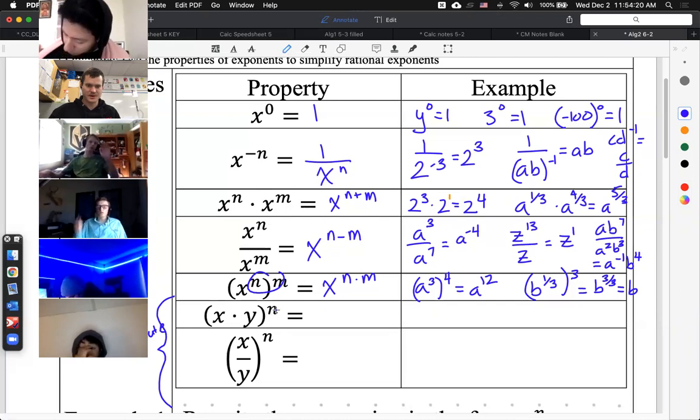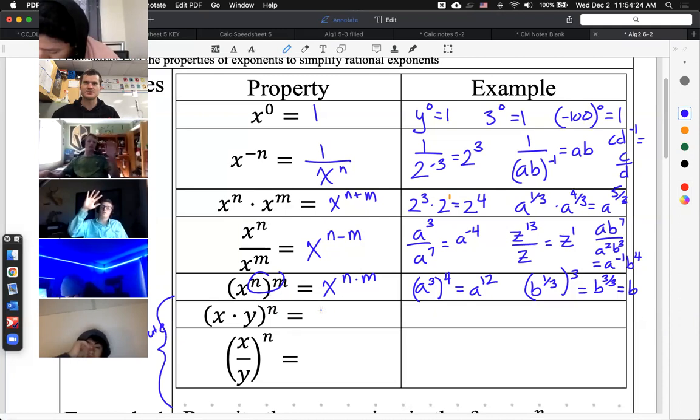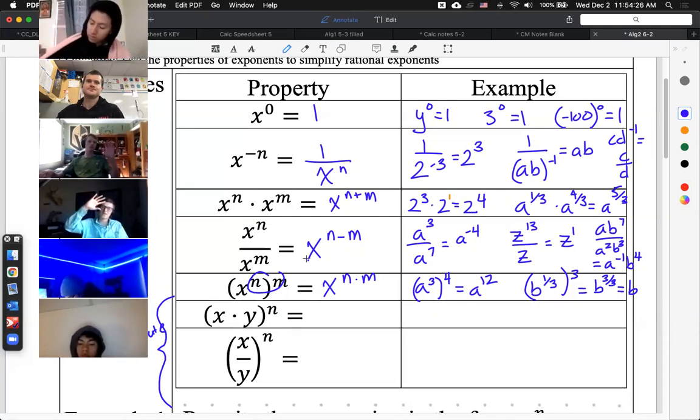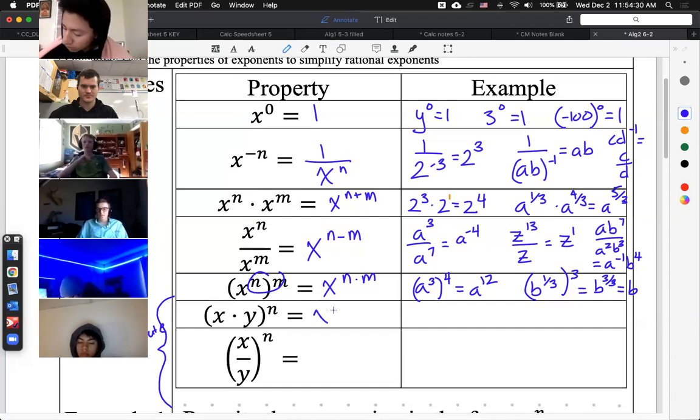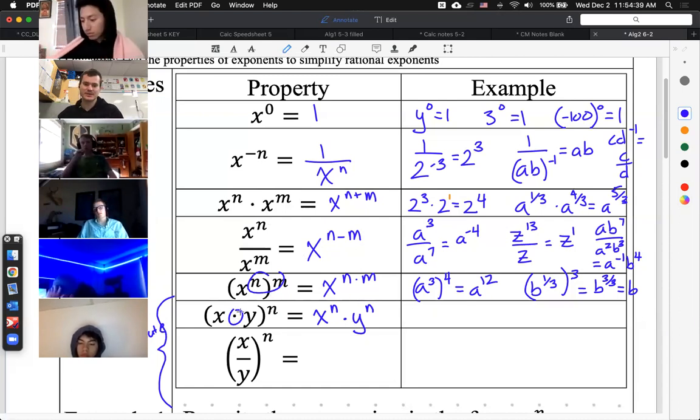If I'm distributing this power of n and I'm multiplying it into each of these exponents, what does this turn into? Andres? It turns into x to the power of n times y to the power of n. Exactly. Notice that this cannot be a plus sign. It has to be a multiplication sign. If it was a plus sign, there's not a general formula for that because this could be any power.